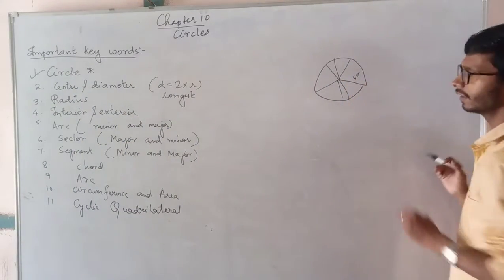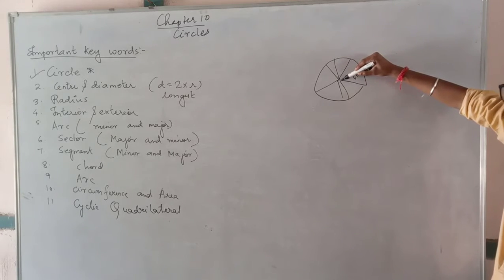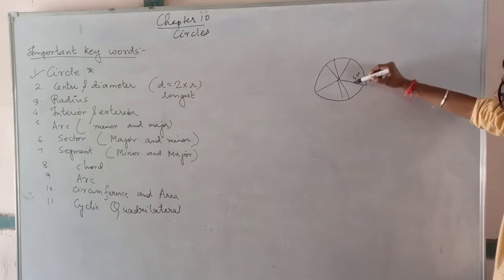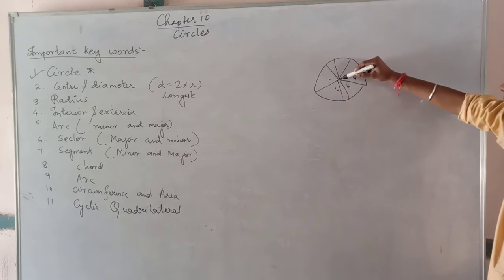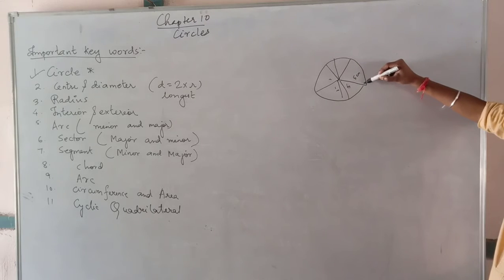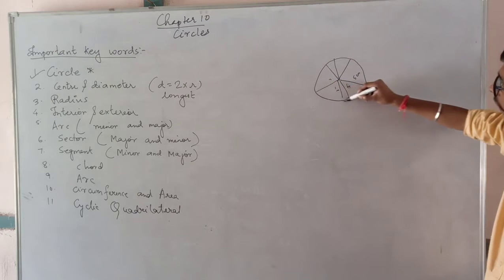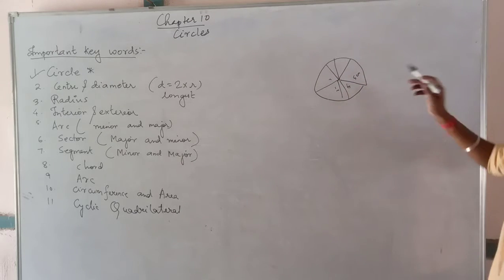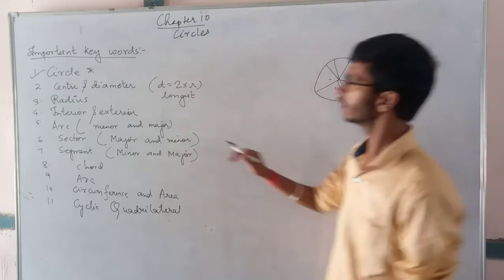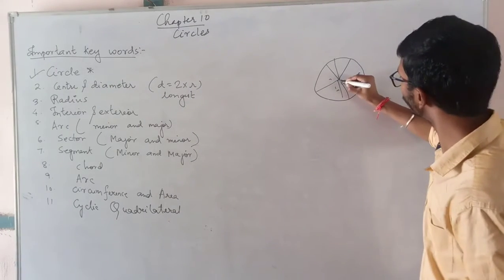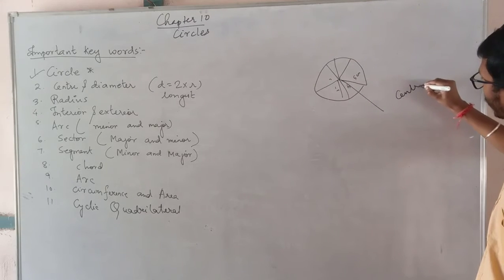If I take a fixed point, okay, from that fixed point, if I take a fixed distance, suppose this is 5, this is also 5, okay. From a fixed point, if I take a fixed distance and if I join all these distance end points, then we will get a closed curve, and that closed curve is called as the circle. Now this fixed point is called as the center.